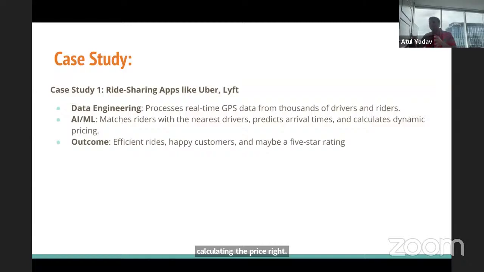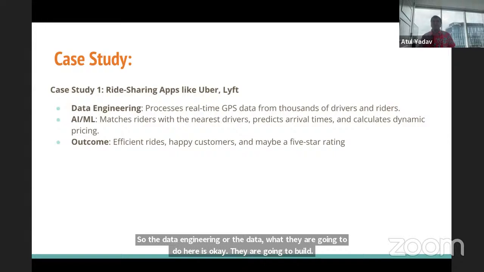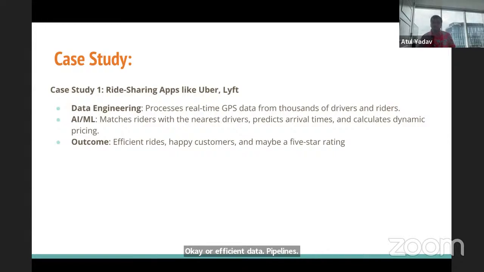This is where data engineering comes into the picture. The data engineer is going to build reliable and efficient data pipelines. If you remember, I told you that data engineers are doing three things here: collecting the data, processing the data, and storing the data. So the first part is collecting the data.